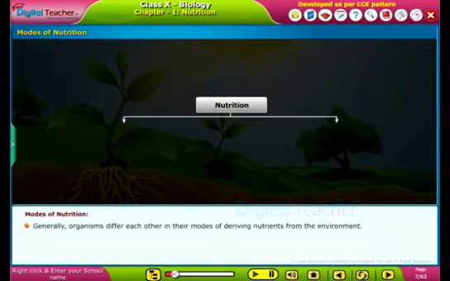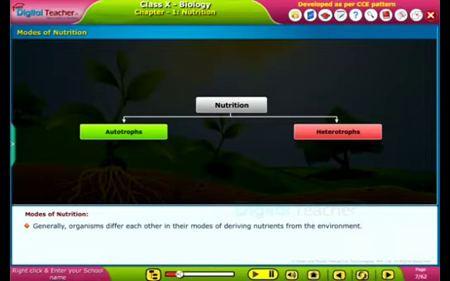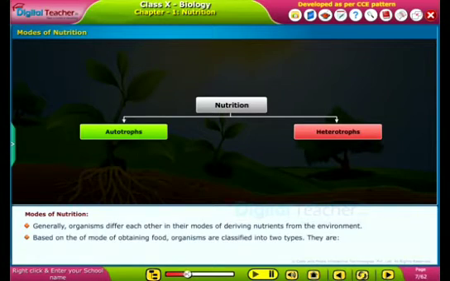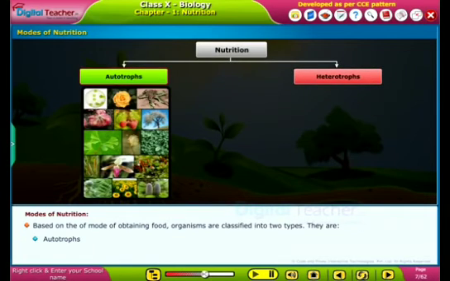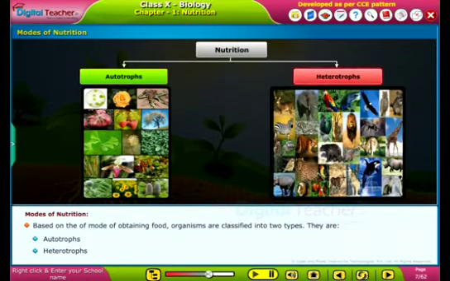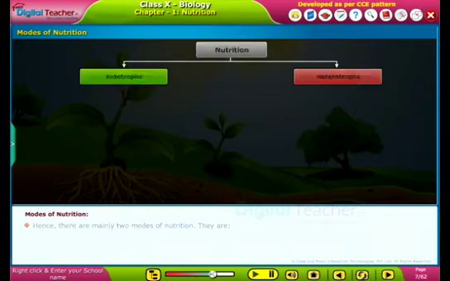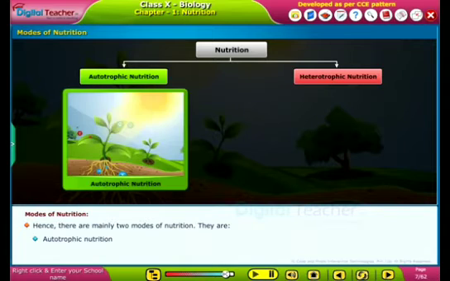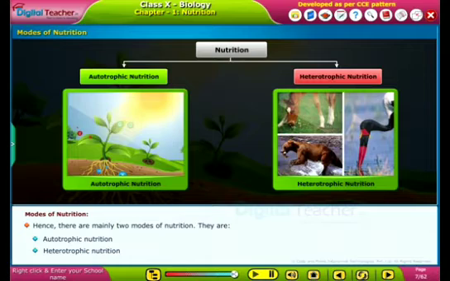Generally, organisms differ from each other in their modes of deriving nutrients from the environment. Based on the mode of obtaining food, organisms are classified into two types. They are autotrophs, heterotrophs. Hence, there are mainly two modes of nutrition. They are autotrophic nutrition, heterotrophic nutrition.